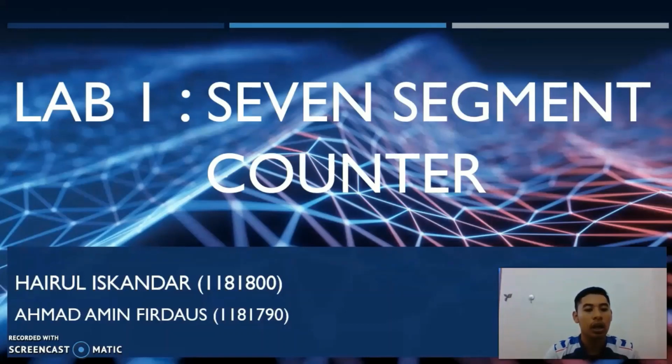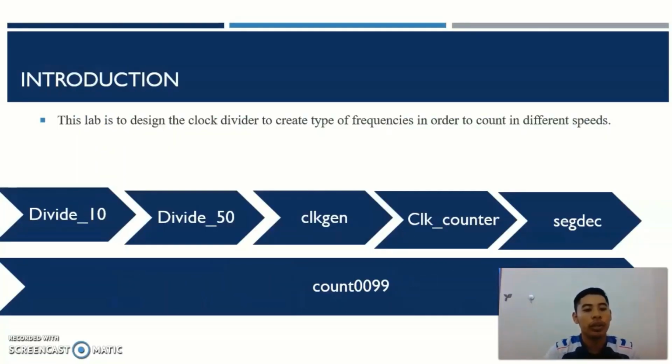Today I will explain about lab 1, which is a 7-segment counter. In this lab, we need to design the clock divider to create different types of frequency in order to count at different speeds. There are 6 steps that we need to program.